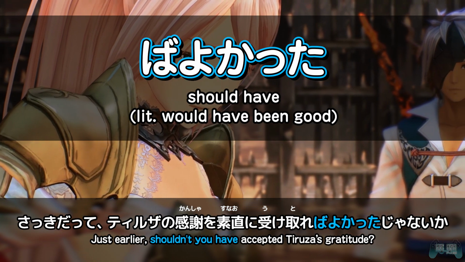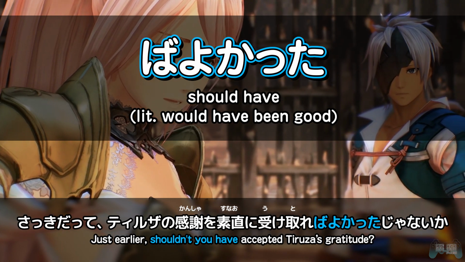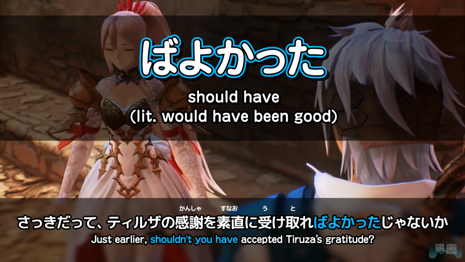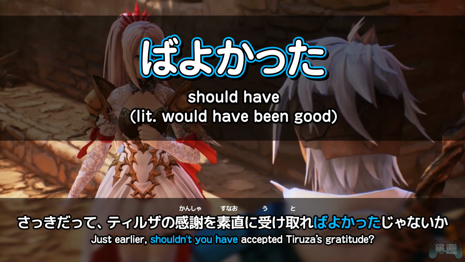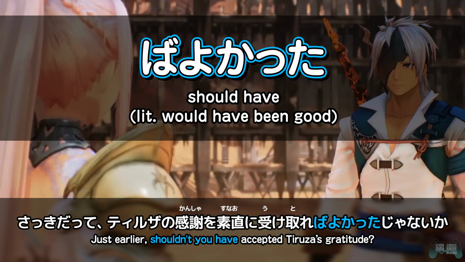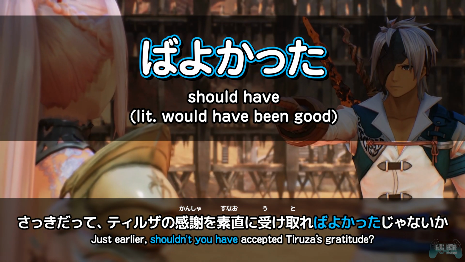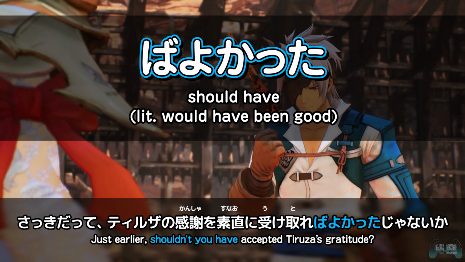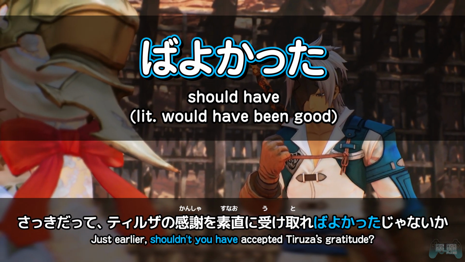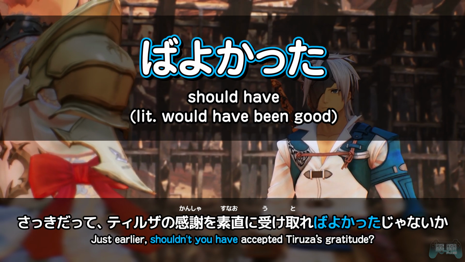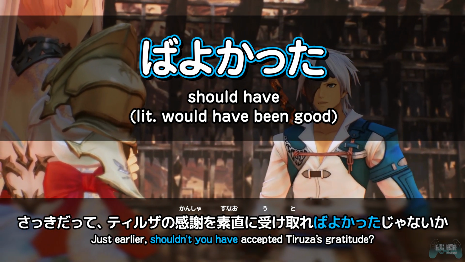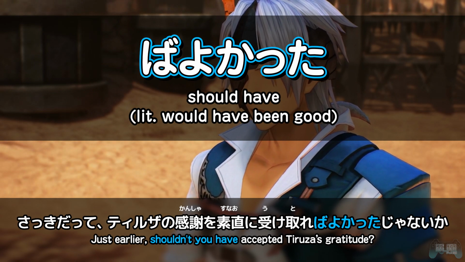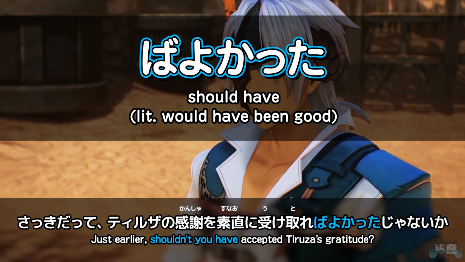Ba-yokatta. Next we have ba-yokatta. This is an evolution of the previous grammar point ba-i, where the only difference in language points is the i for good, here being put in its past tense form, yokatta. Was good. This piece of grammar is used to express regret for a certain action, this time talking about an action of the past, saying that it would have been good if a certain action had taken place.